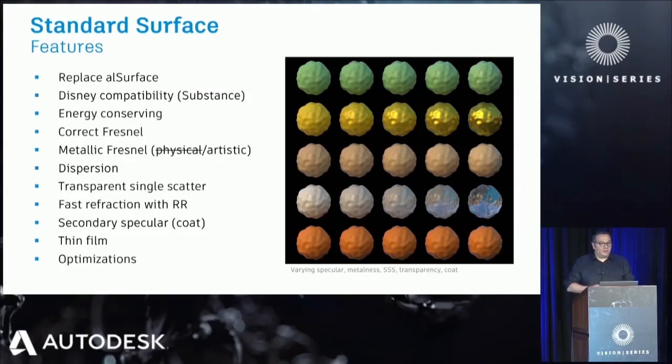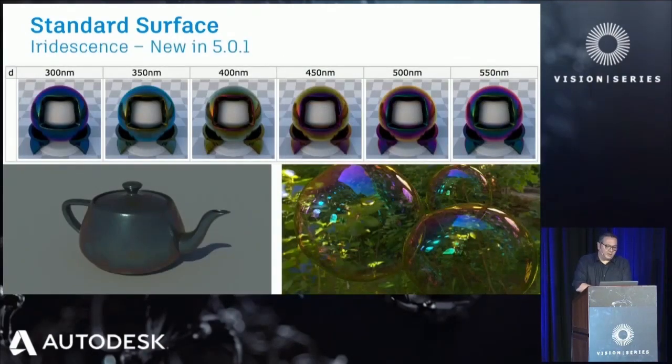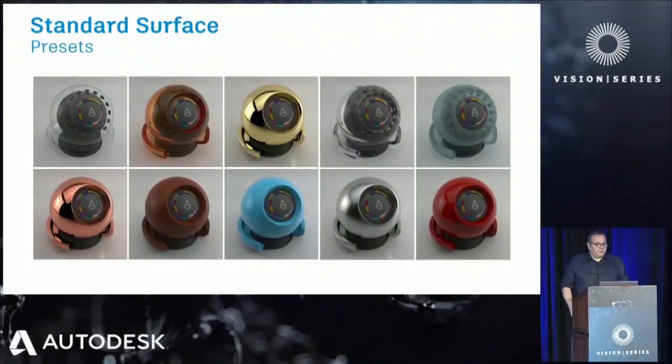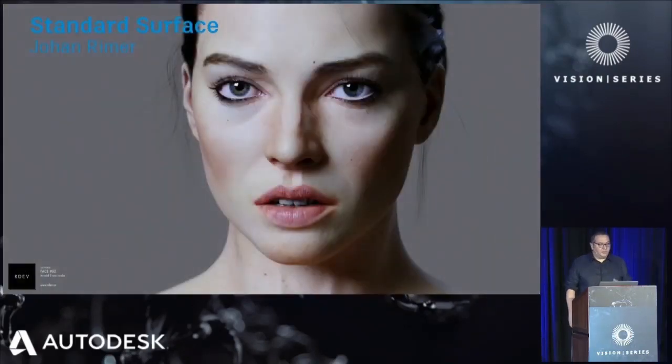Now it's also a lot faster when you have a lot of transparent surfaces, and the refractions are much accelerated because of Russian roulette. It has a secondary specular. We've added in 5.0.1 some iridescence, so you can do thin film effects like those bubbles. Also, we supply lots of presets for you to get started really easily. More are coming. One of the objectives of the standard surface was to make sure that we could achieve realistic skin without needing a special shader for this.